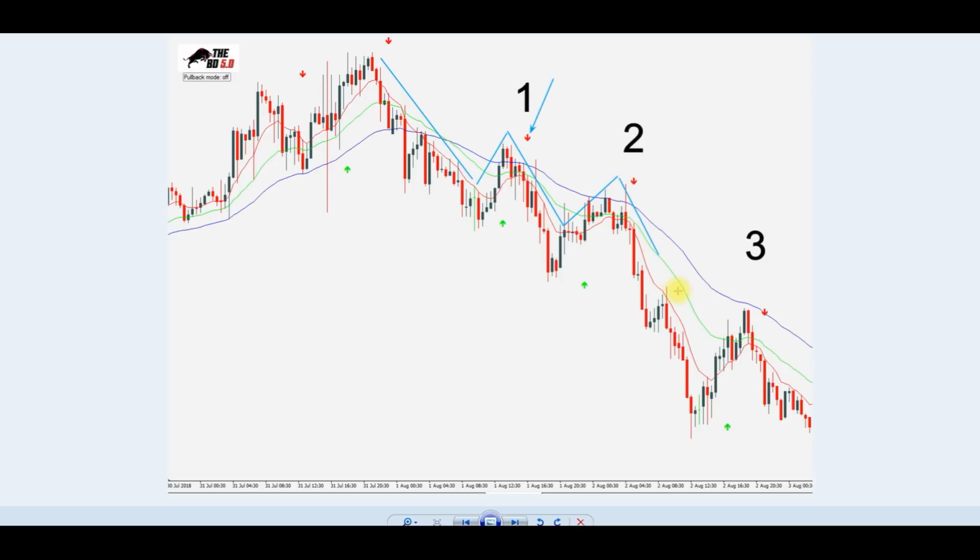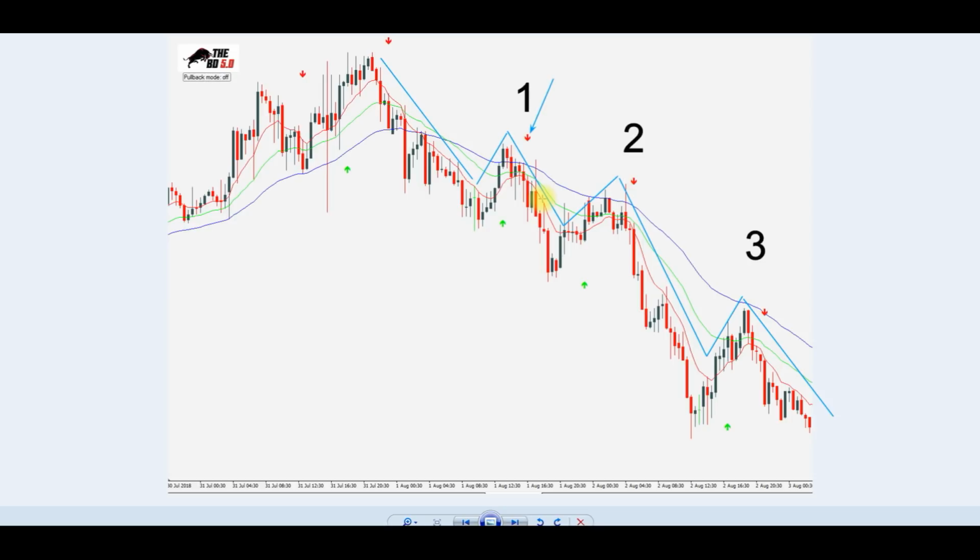The price pulls down. What happens again? Market pulls back. We get another signal from the binary destroyer. We get into another trade. The market pulls down, right? 1, 2, 3. 3 beautiful winners. Now that's simply using price action and using the BD 5.0 as confirmation.